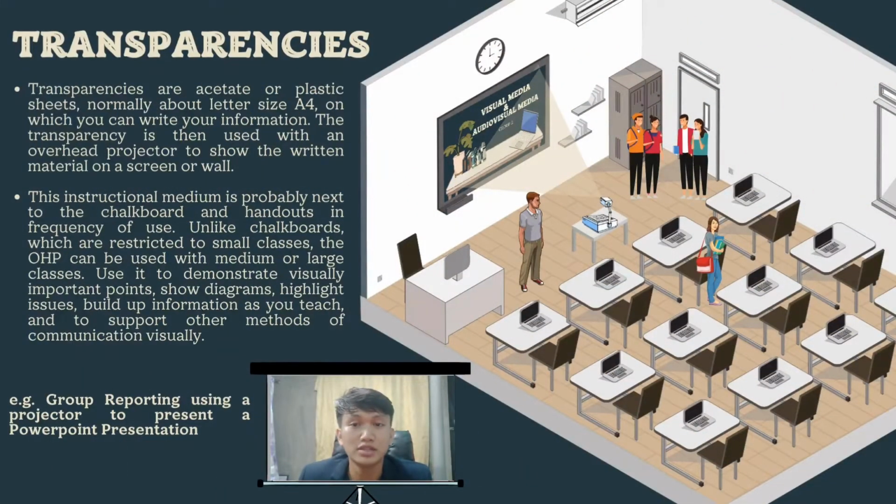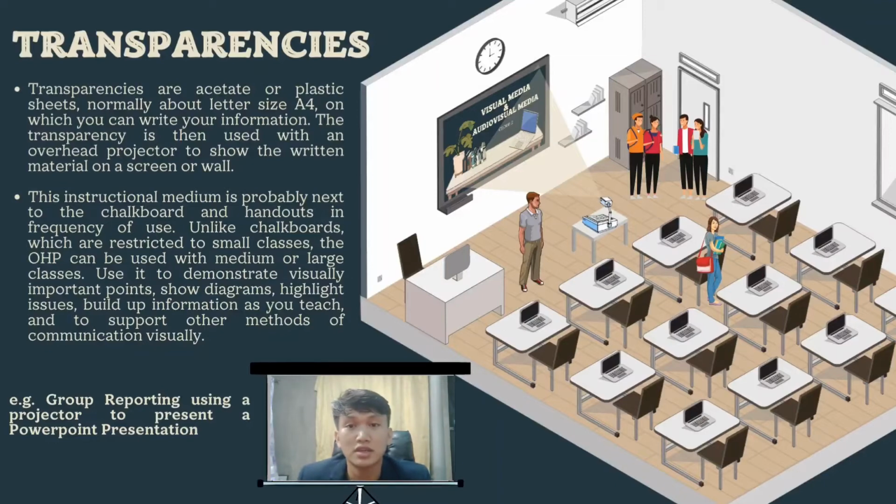Transparencies. Transparencies are acetate or plastic sheets, normally about letter size, A4, or any size, on which you can write your information. The transparency is then used with an overhead projector to show the written material on a screen or wall. This instructional medium is probably next to the chalkboard and handouts in frequency of use.